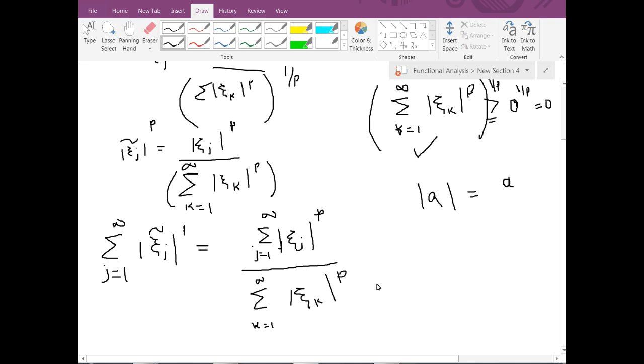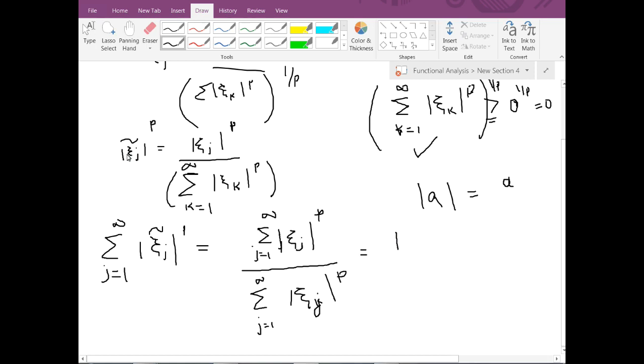And note that k varies from 1 to infinity. j also varies from 1 to infinity. This means that j and k are similar things. Therefore we can write here the number j, and therefore it means that j is a dummy variable, so that the denominator and numerator are similar, and therefore this is equal to 1.